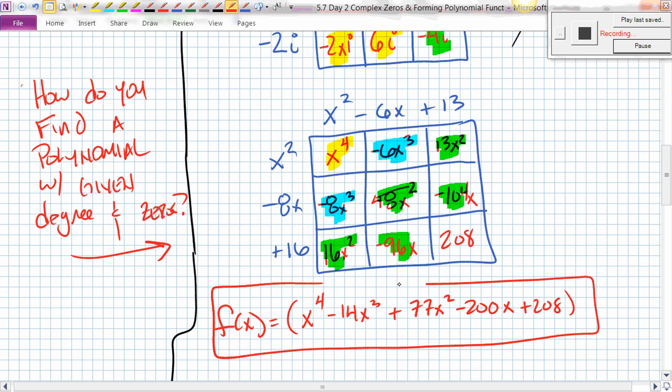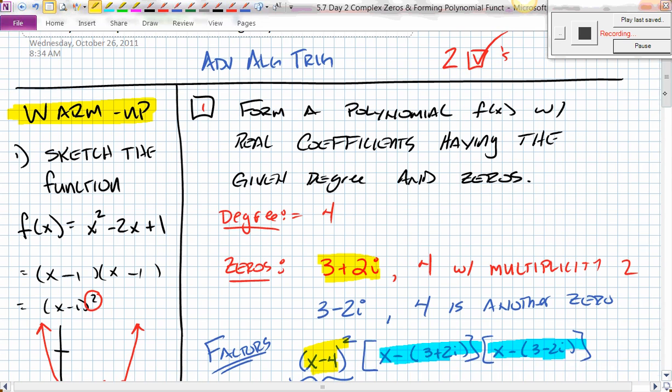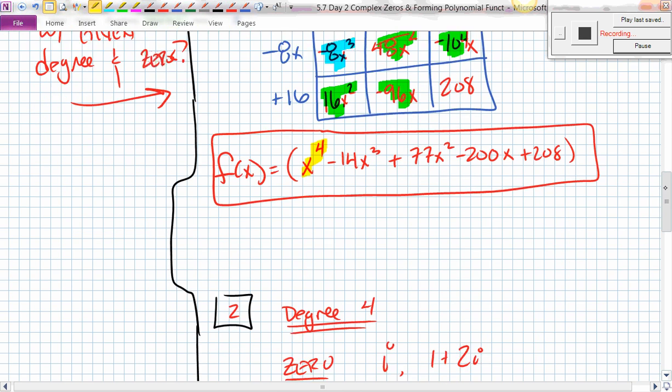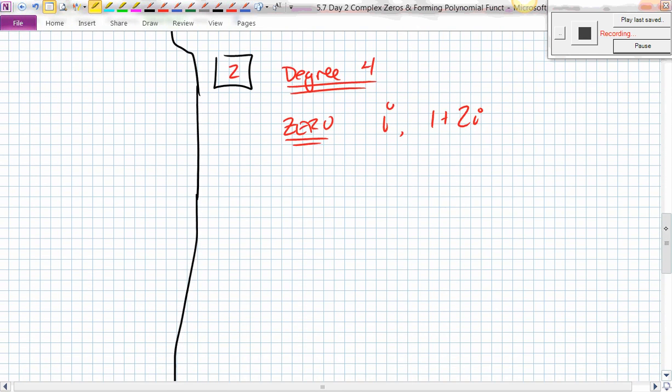Okay, so anyways, when we're all said and done, we have a 4th degree polynomial with the given zeros of 3 plus 2i, 4, 3 minus 2i, and 4 again. And that's the process to finding it, okay? So we find our zeros, find our factors, multiply them together, and get our function. Okay, here is one for you guys to try on your own.